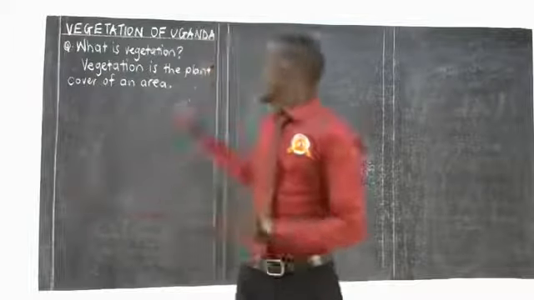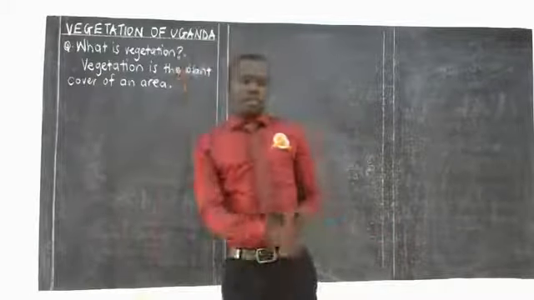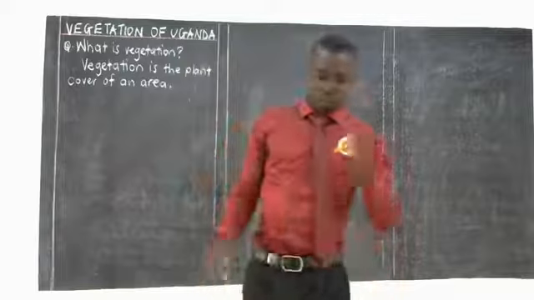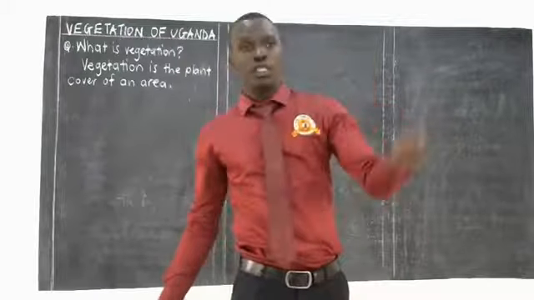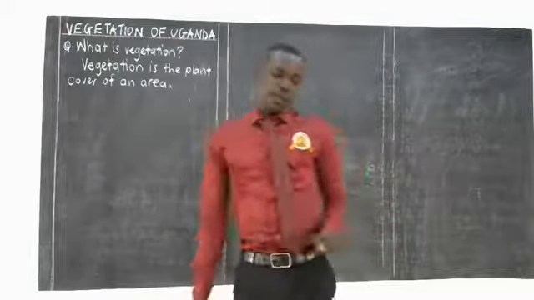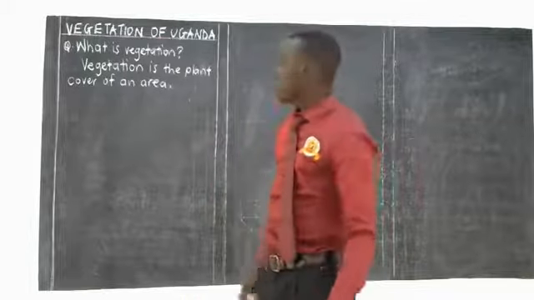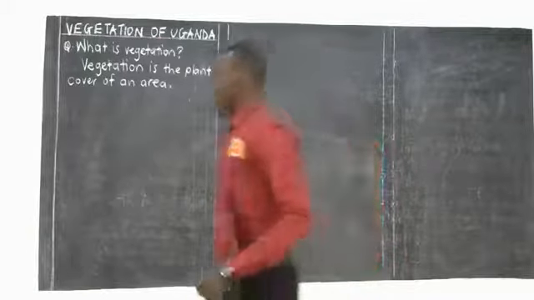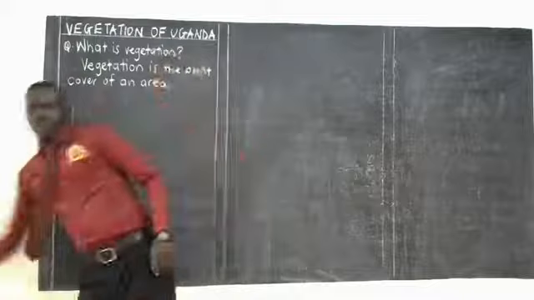Vegetation is the plant cover of an area. Don't bring any other word. Don't subtract. Don't even add. Let us go straight and look at types of vegetation.